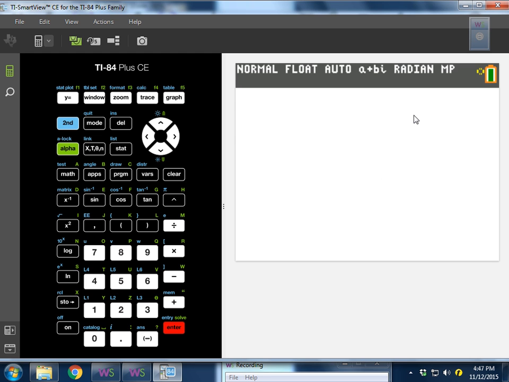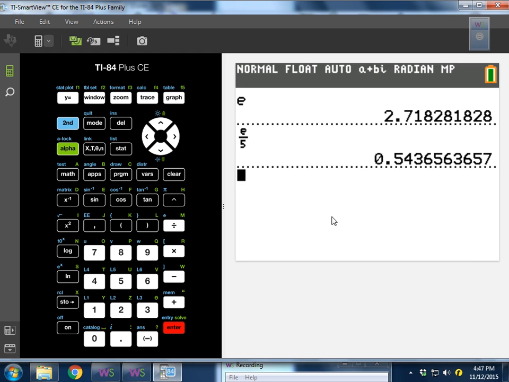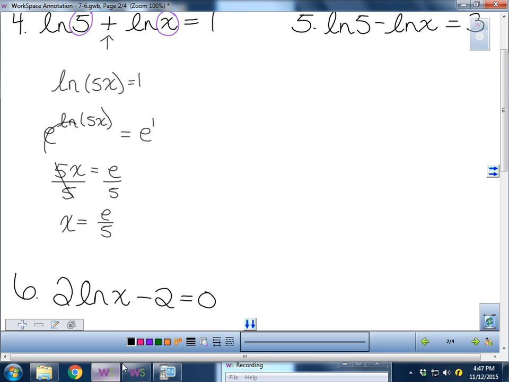E is 2.718281828, blah, blah, blah. Okay? So if I say e divided by 5, e over 5, I'm going to get a number. It's just going to be a decimal. So this would be about 0.54 if I were going to round it. I just want you to leave it like this. There's no reason for a decimal if you can have an exact answer. But just so you know, that is there.